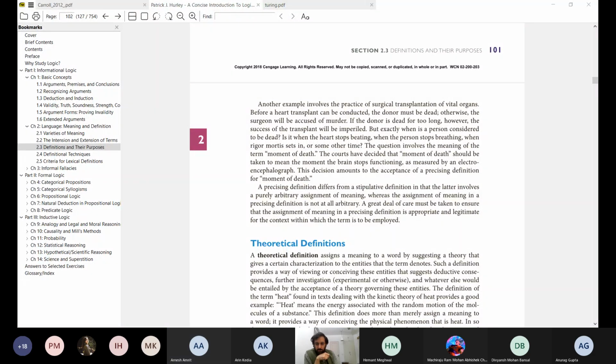Okay, so let's pause there. Let's take a minute and think about this distinction between stipulative definitions and precising definitions, and ask yourselves, do you have any questions, any doubts about the difference based on what you've read and what you've discovered?